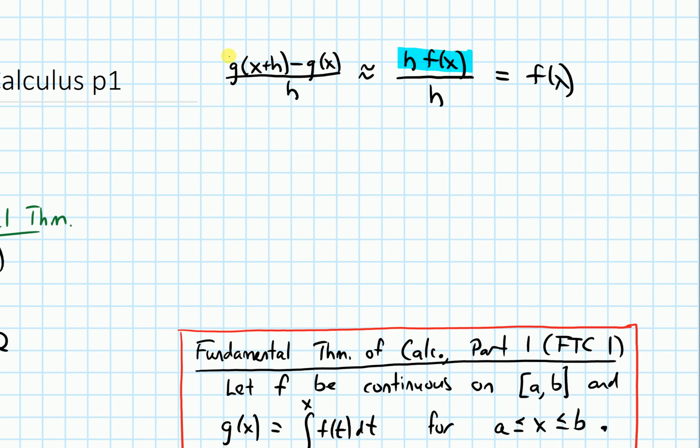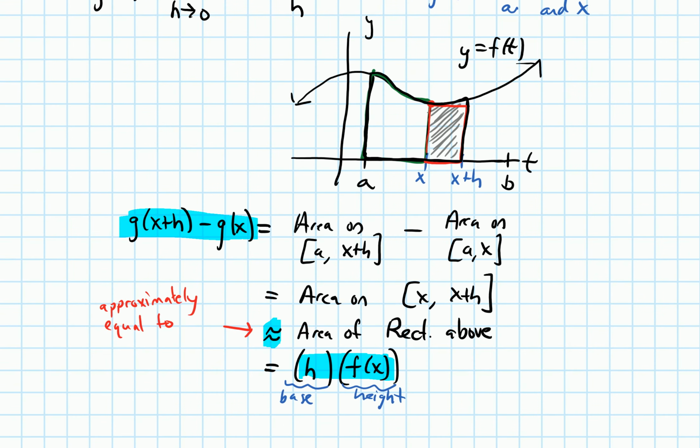Okay, so this whole fraction, g of x plus h minus g of x, all over h, is approximately equal to f of x. And it's approximately equal because the area of that rectangle was approximately equal to the area under the curve. So if we look back to this picture here, this approximation gets better and better the smaller we let h become. As h gets closer and closer to 0, this rectangle and this slice of area under the curve get smaller and smaller, and my approximation gets better and better.